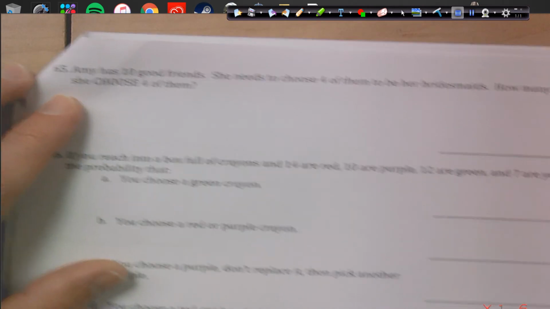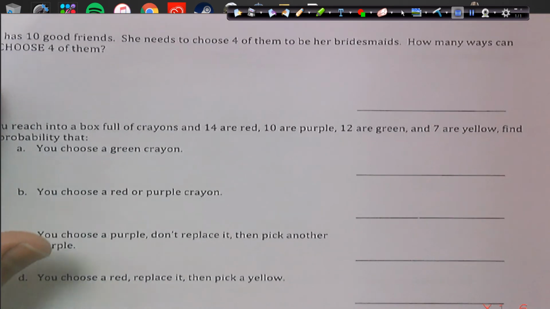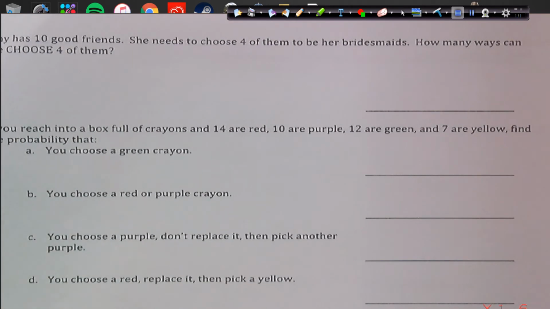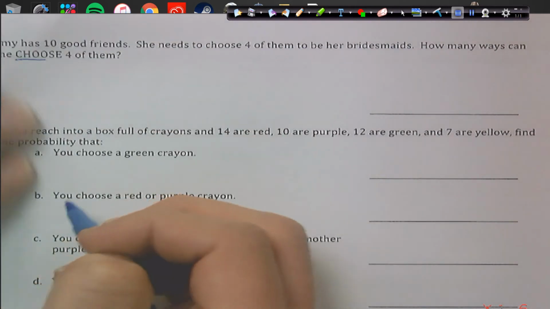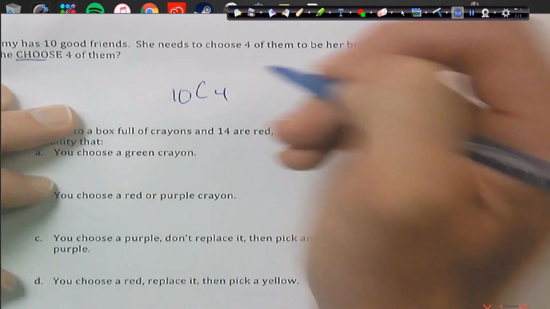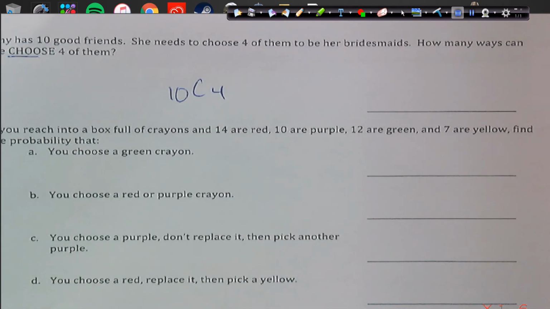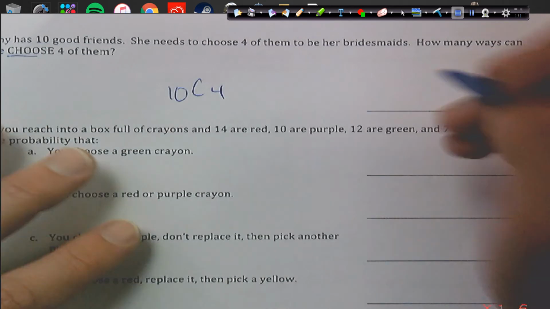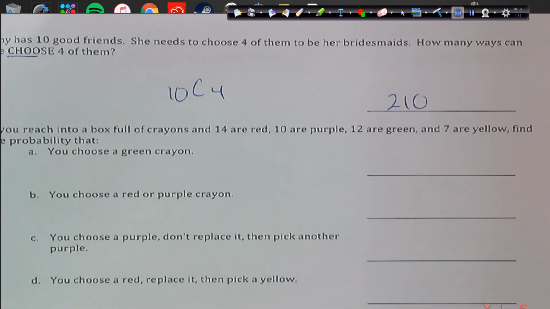Amy has 10 good friends. She needs to choose 4 of them for her bridesmaids. How many ways can she choose 4? Wow, this is really giving it away. Order doesn't matter. She's not lining them up, so it's just 10C4. And we get 210 different ways to do that.